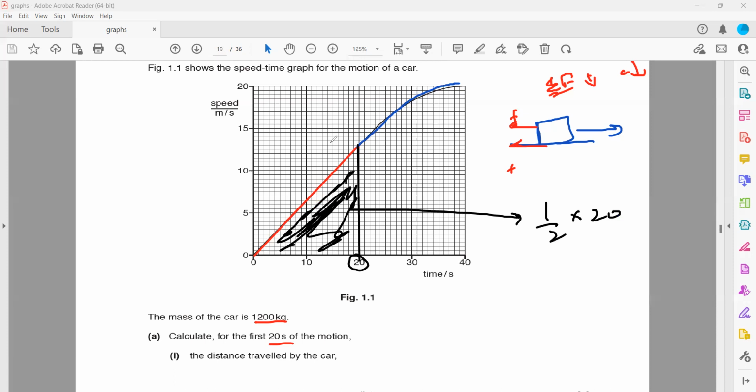And what about the height? Each box is representing, because 10 boxes equals 5, so each is 0.5. So this is 10.5 or 11. This will be 12. This will be 13. So 13 is there. So we simplify, this will be 10 into 13, which will make 130. And the unit will be meter. So 130 meter is the distance traveled by this car in 20 seconds.